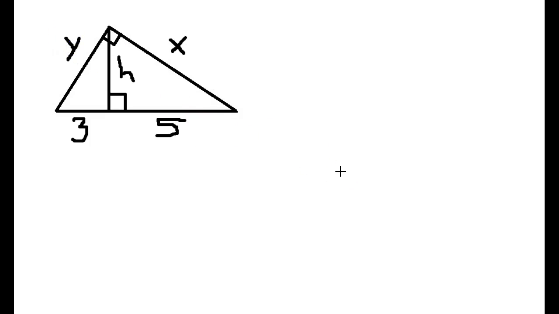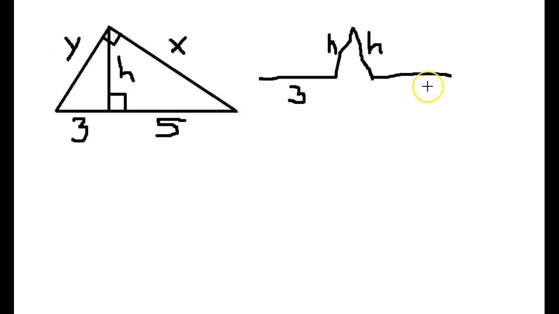So we're going to use our schematic diagrams to solve for the missing sides, and those missing sides are x, y, and h. So let's use the first schematic. It's going to look like this. And I'm not very good at drawing these, but I think you get the idea. Okay, so the first part of the schematic is the short part of the hypotenuse, which is 3, and then the altitude, and then the altitude again, and then the long part of the hypotenuse.